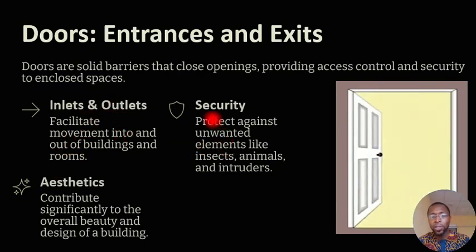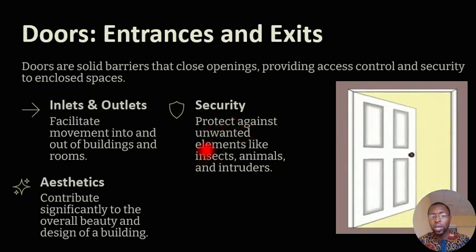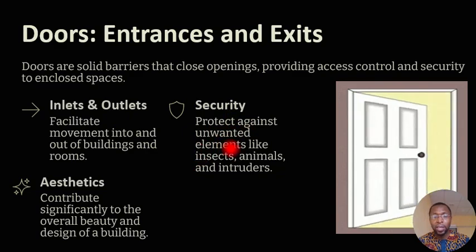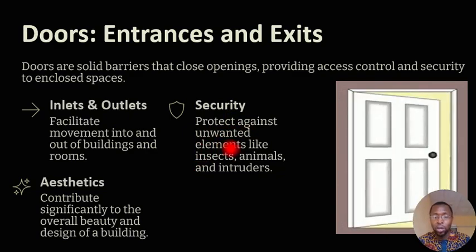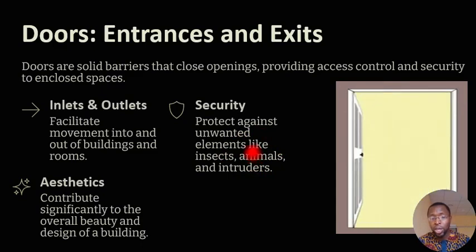Secondly, the door provides security. The door protects against unwanted elements like insects, animals, and intruders. A building that has no door can give access to animals like goats that walk on the road, chickens, and so on and so forth. And even an intruder, an unknown person, can just have access. But with the presence of a door, there is security.